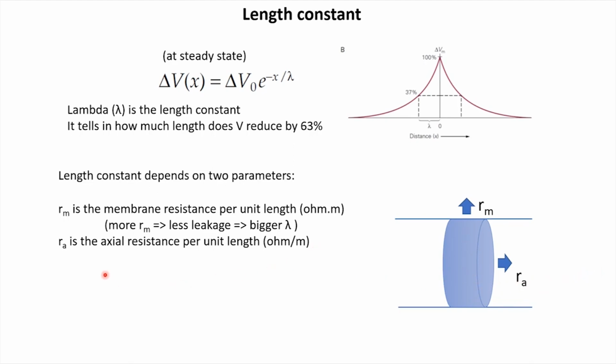Now again, let's see if we can predict how lambda would depend on Ra. So if we have more Ra, will we have more lambda or less lambda?